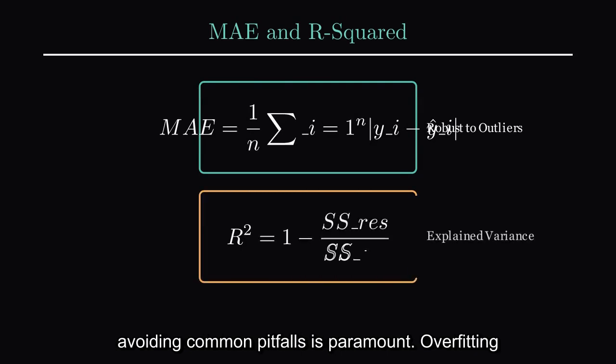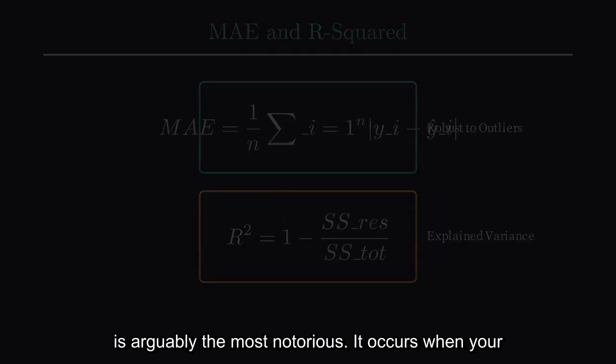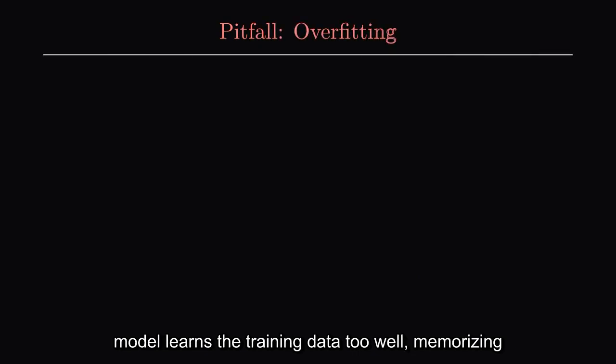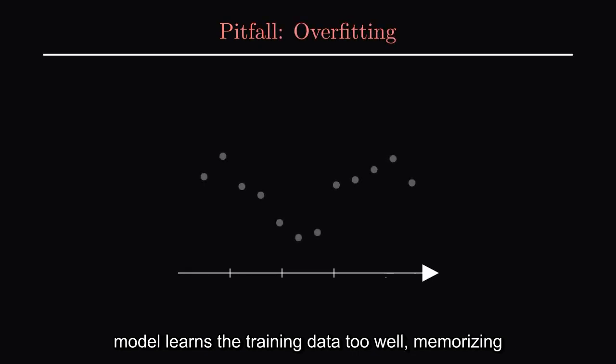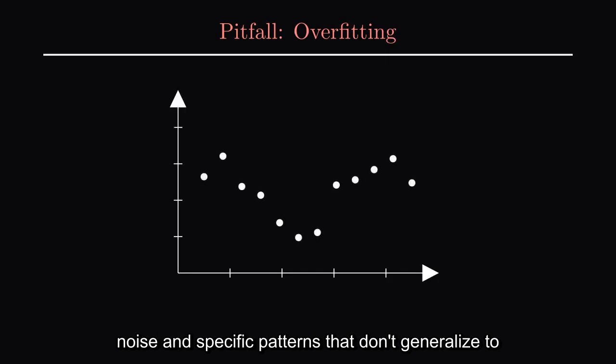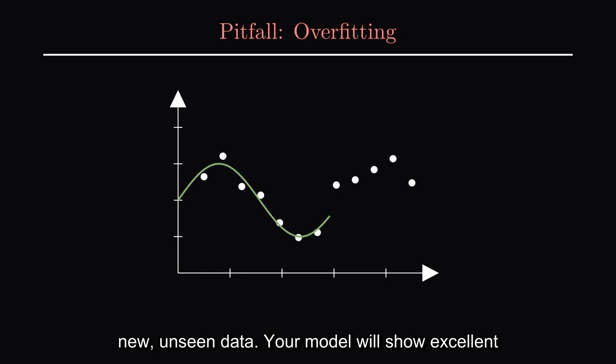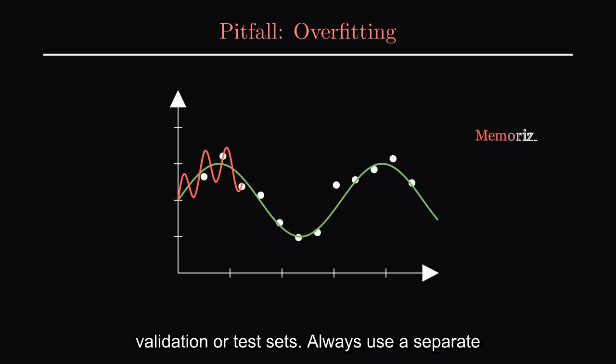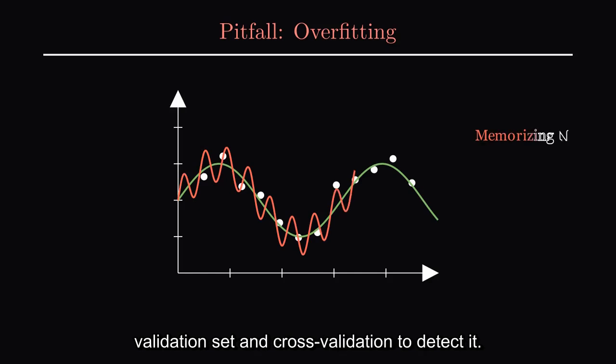Beyond metrics, avoiding common pitfalls is paramount. Overfitting is arguably the most notorious. It occurs when your model learns the training data too well, memorizing noise and specific patterns that don't generalize to new, unseen data. Your model will show excellent performance on training data but fall flat on validation or test sets. Always use a separate validation set and cross-validation to detect it.